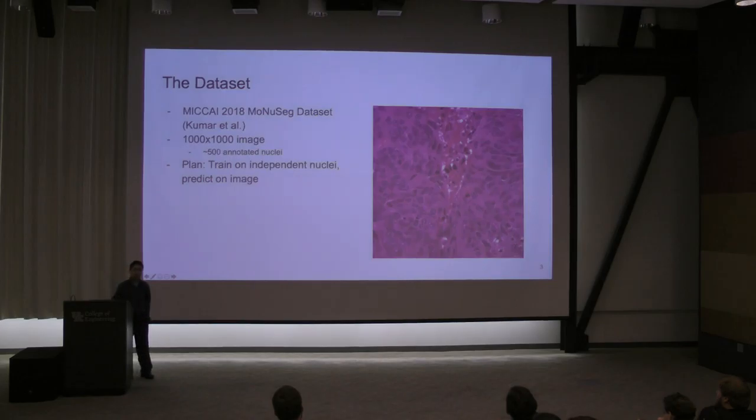So for me, I used a data set from the MICCAI 2018 Nuclear Segmentation Challenge. It contains these 1,000 by 1,000 tissue images with 500 to 1,000 nuclei on them. And I wanted to be able to train on these single cropped out nuclei to be able to predict other nuclei on the image to potentially get more information.